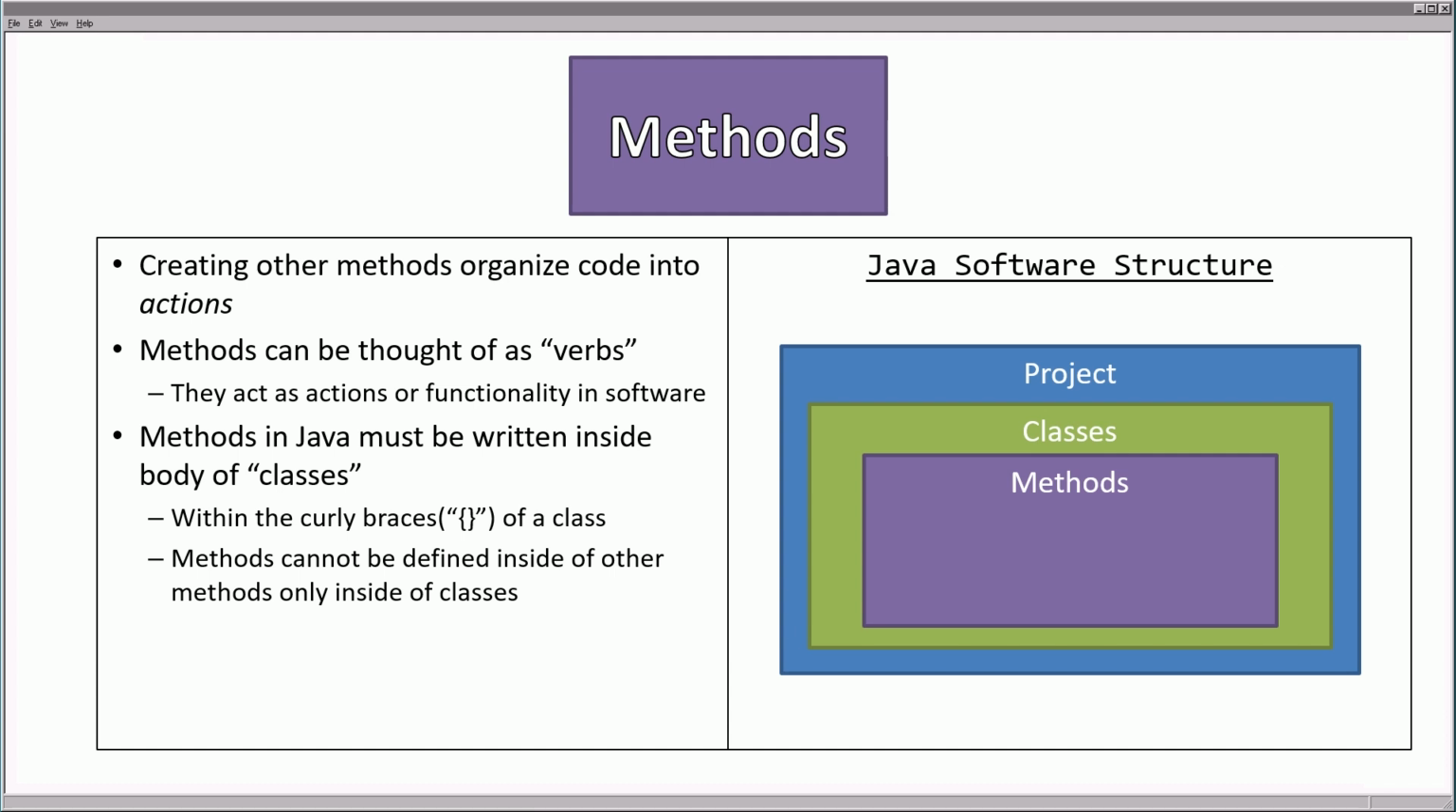As a programming language is essentially a language, you can think of methods as though they are verbs. They will act as the actions or the functionality that is written inside the software. Inside of Java, methods have to be written inside the body of classes. So this means within the curly braces or the body of the class. Methods cannot be defined inside of other methods, only inside of classes.